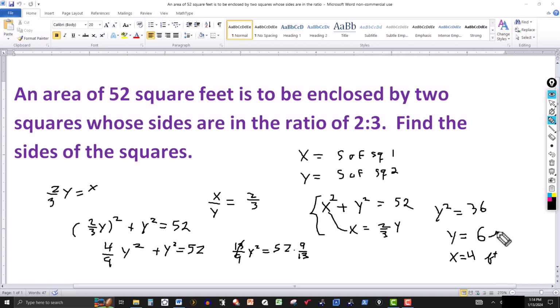For the other one, 6 feet. So 4 feet and 6 feet is the solution.